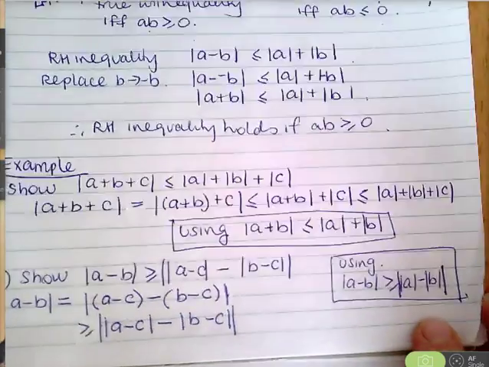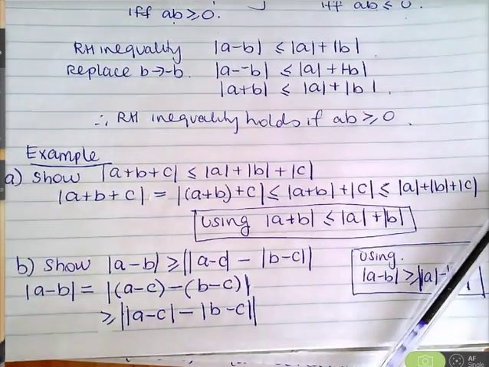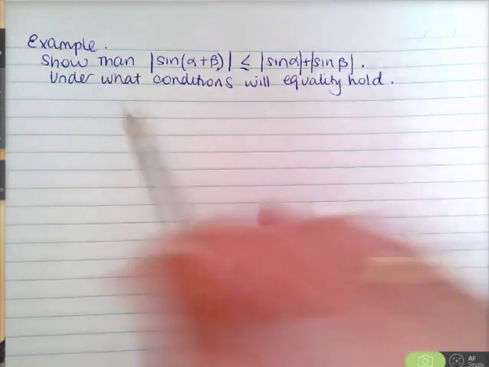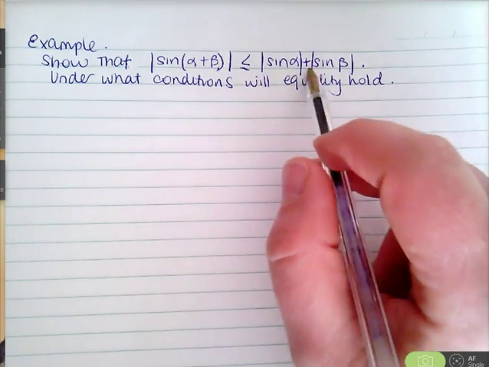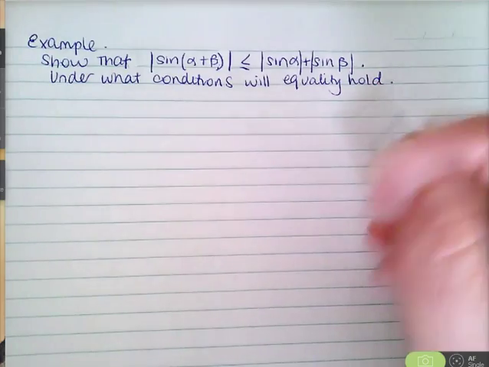Okay, that's some inequalities with triangles. For example, with inequalities, show that the absolute value of sine of alpha plus beta is less than or equal to the absolute value of sine alpha plus the absolute value of sine beta, and under what conditions will equality hold.